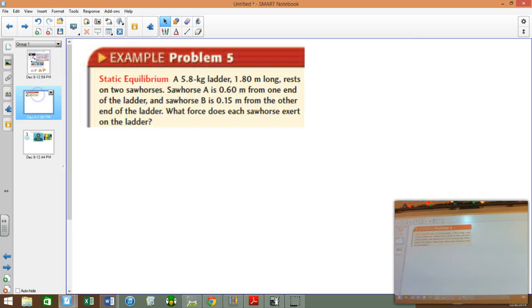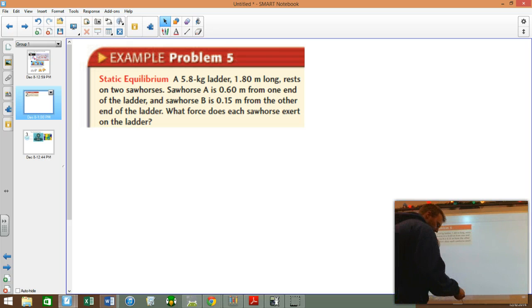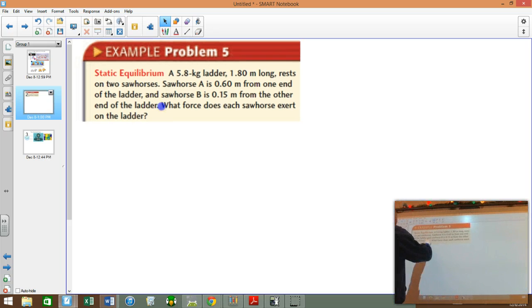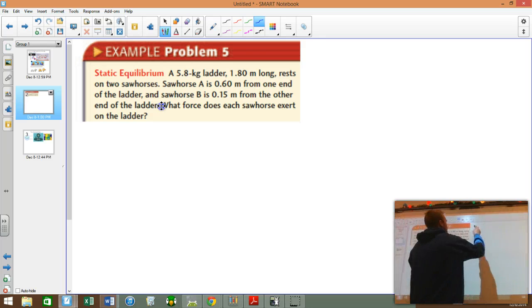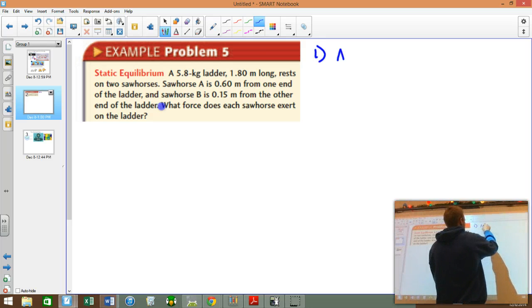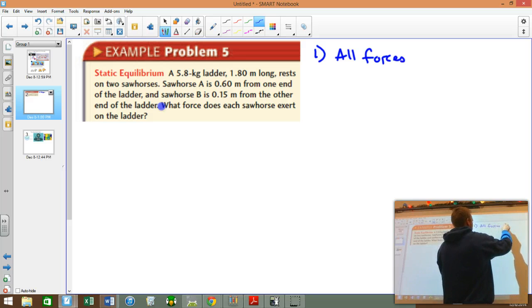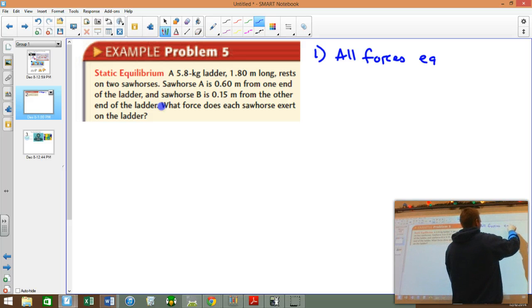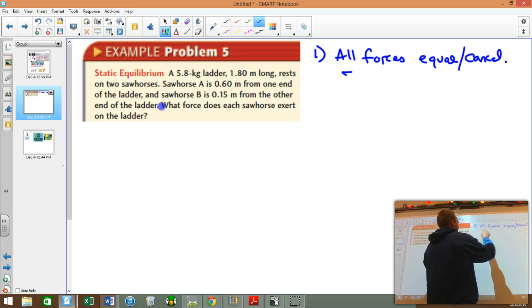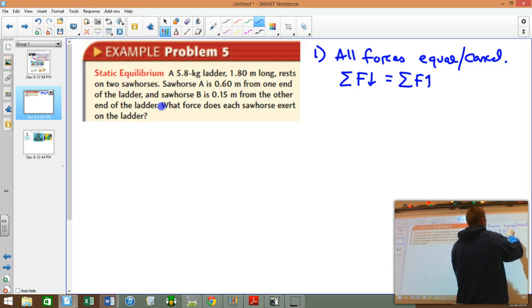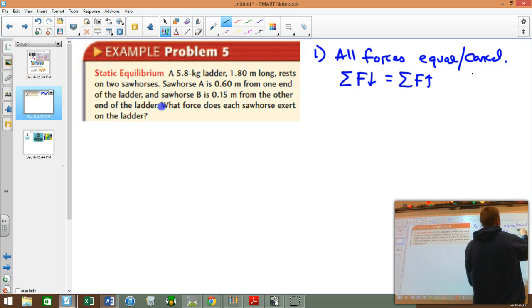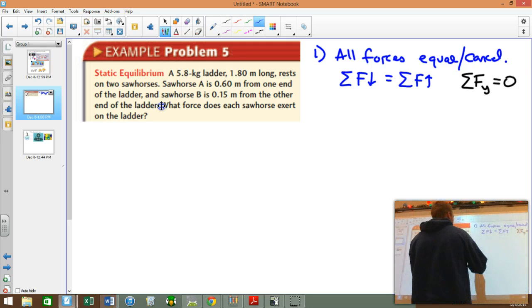Equilibrium, that's part 2 of 3. Equilibrium deals with things at rest. Equilibrium, we mentioned before. There are 3 specific things. 1, all forces cancel or equal. Meaning that if I were to add up all the forces that go down, they have to equal all the forces that pull up. Sometimes I'll write this as the sum of all forces in the y direction has to be equal to 0.